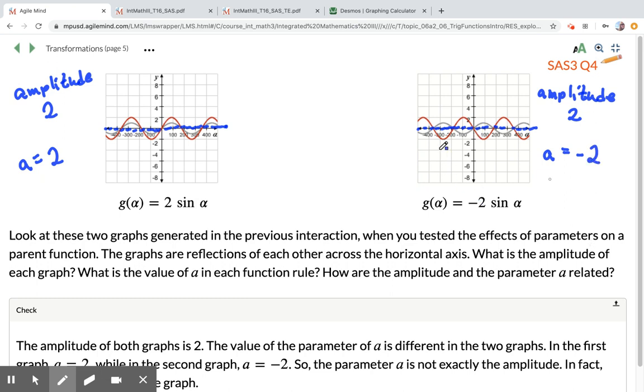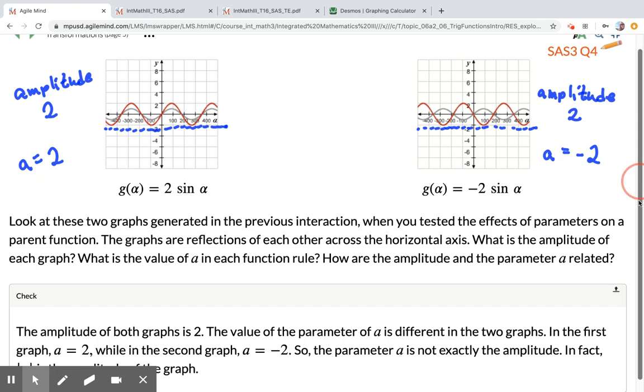So let's see if we can answer the last question here. How are the amplitude and our parameter related? Well, take a look. For this first one, our amplitude and our A value, our parameter A, are the exact same. For this one, my amplitude is still 2, but my A value was -2, because if you remember, the negative flips the function. You'll notice this red function is flipped from the one over here. So what's the deal here?